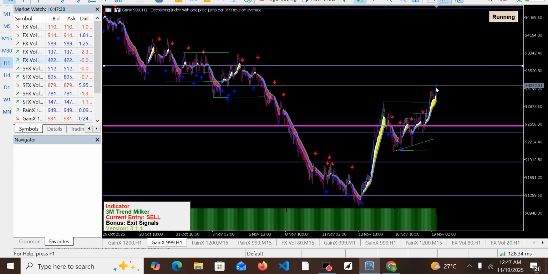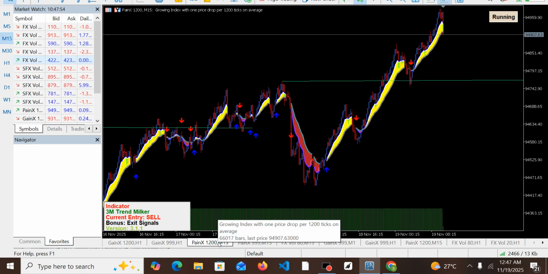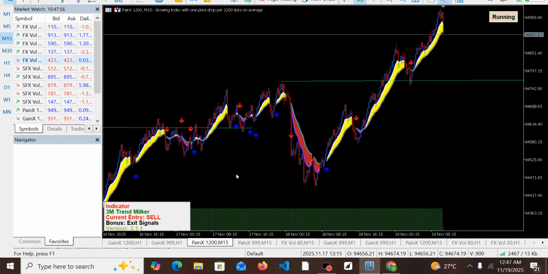Okay, so of course we might have some pullbacks before it will get to that region. That pullback is strong enough for you to sell on 15-minute time frame. Okay, so this is very, very important. Okay, so now let's leave that. Let's move on to Paynex 1001.